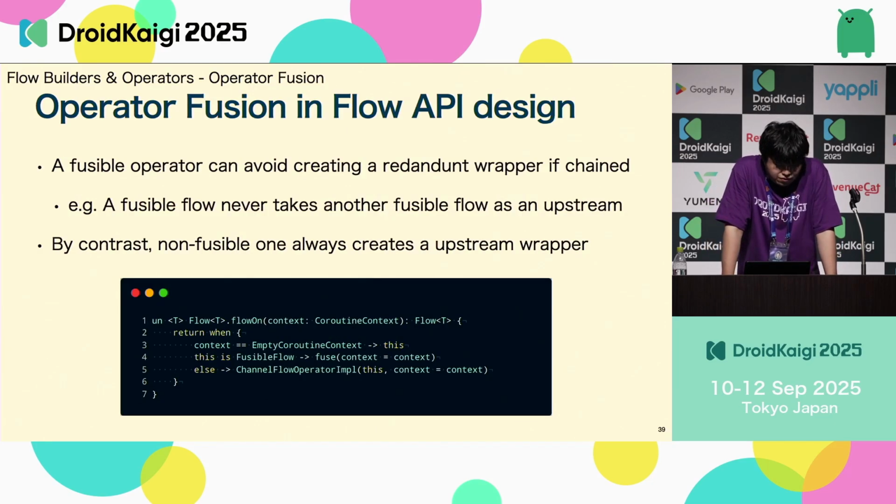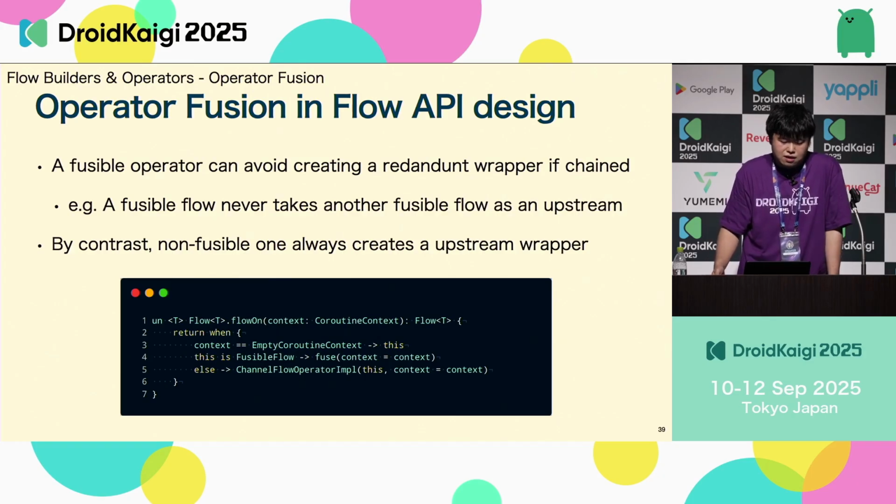Operator fusion. I will talk about operator fusion. Operator fusion is often shown in the KDocs. I'm not sure if there is the same terminology in compiler optimization about lambdas or something, but in this slide, operator fusion means what the Flow API designs.